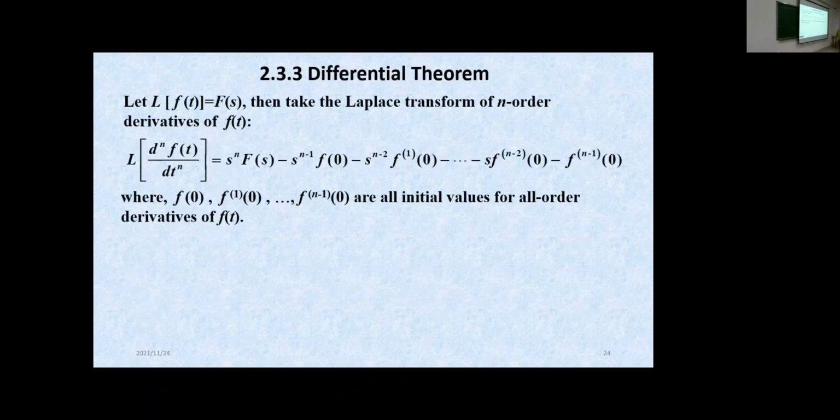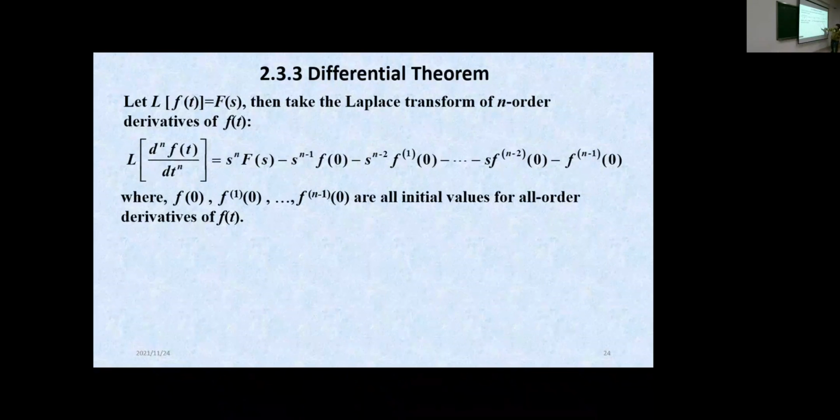Differential theorem. The Laplace transform for f(t) equals F(s). Then take the Laplace transform of the n-th order derivative of f(t). So we take the n-th order derivative of f(t) here. Now, what do we have for the Laplace transform of this? Take a look. First, s^n times F(s), then s to the n minus 1 times f(0), and it follows.